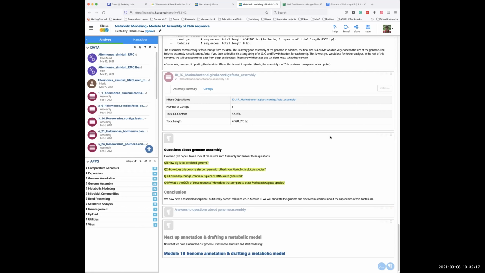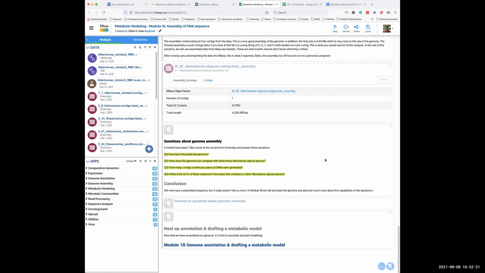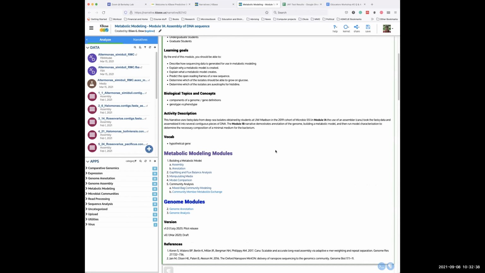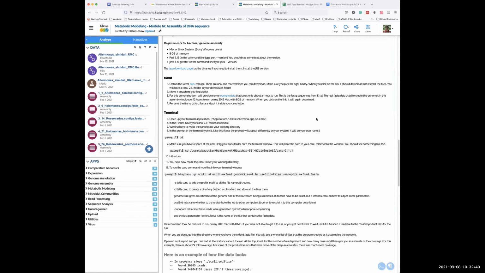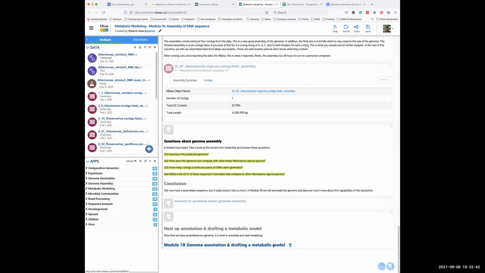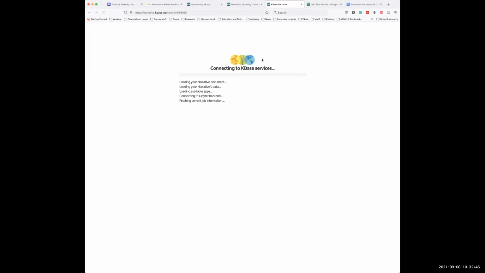So the goal was to characterize these guys metabolically and then test out those predictions that KBase made in the laboratory. KBase has all sorts of tools to do this. We went through, got the genome assembly, had them answer some questions about it, and then we moved on to the next thing, which is genome annotation and drafting a metabolic model.